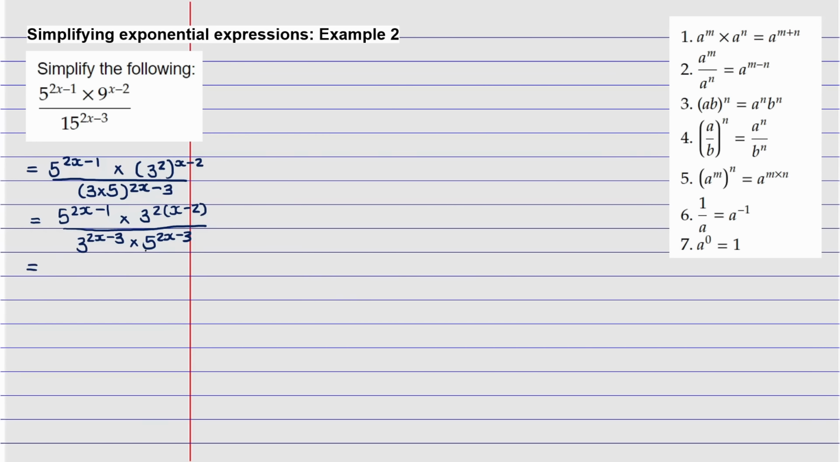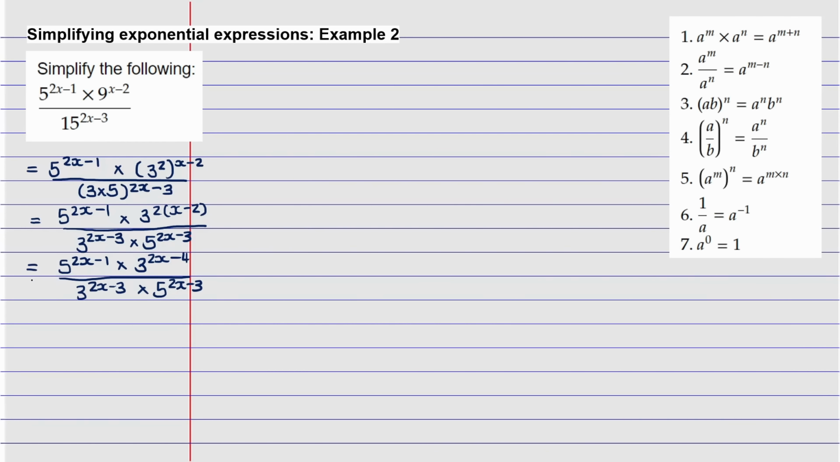So now we're going to simplify this one. It's going to be 5 to the power 2x minus 1, multiplied by 3. Then 2 multiplied by x is 2x, and 2 multiplied by negative 2 gives you negative 4. And this whole thing is divided by 3 to the power 2x minus 3, multiplied by 5 to the power 2x minus 3.